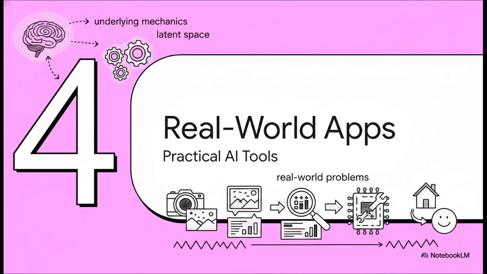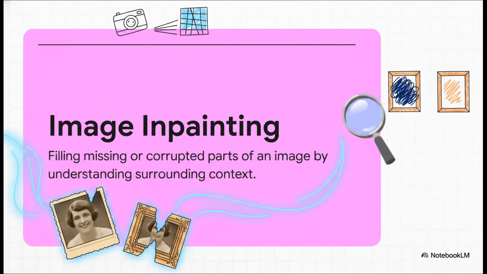Let's shift gears to part 4, real-world AI applications. How is this actually being used today? Well, one of the most fascinating applications is image inpainting. Basically, this is the process of filling in missing or corrupted parts of an image. Because the diffusion model deeply understands the context of the pixels surrounding a blank space, it can generate highly realistic content to fill the void.